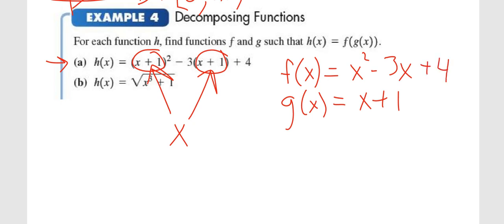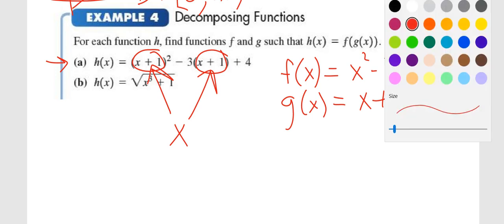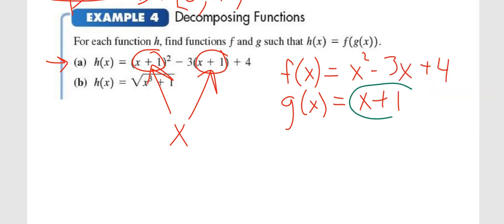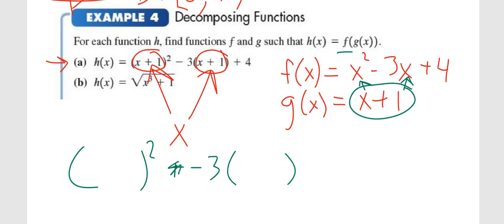Because think about it. They're taking that x plus 1 and they're substituting it because the f function's on the outside. It's the one controlling everything. So you would have parentheses squared plus or minus 3 parentheses plus 4. That's what the f function is saying. And the g function would be what you're plugging into it.